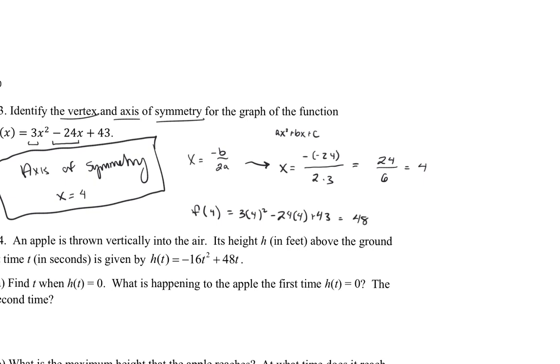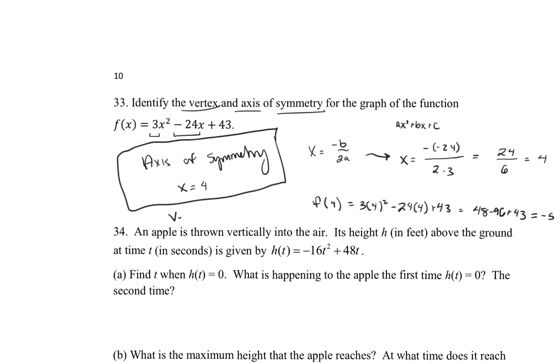That is equal to 3 times 4 squared minus 24 times 4 plus 43, which will give us 48 minus 96 plus 43. Plugging that in gives negative 5. So the vertex is at our x value of 4 and our y value of negative 5.